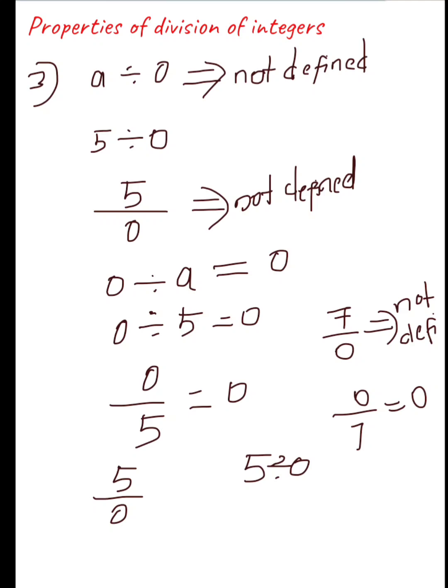So this is what the third property says, that a divided by 0 is not defined and 0 divided by a equals 0. Okay, this is the third property. Now let's see the fourth property.